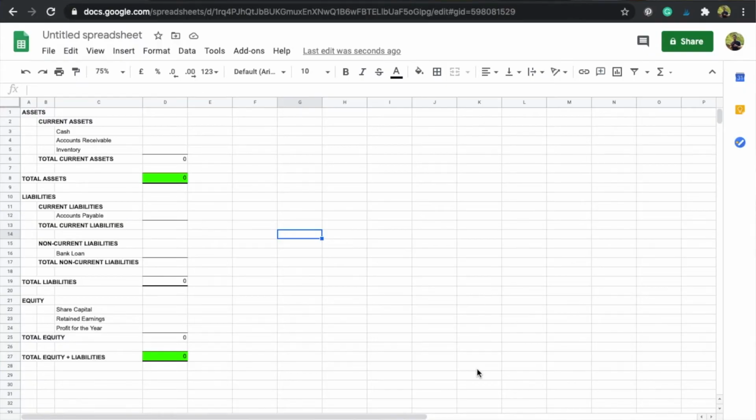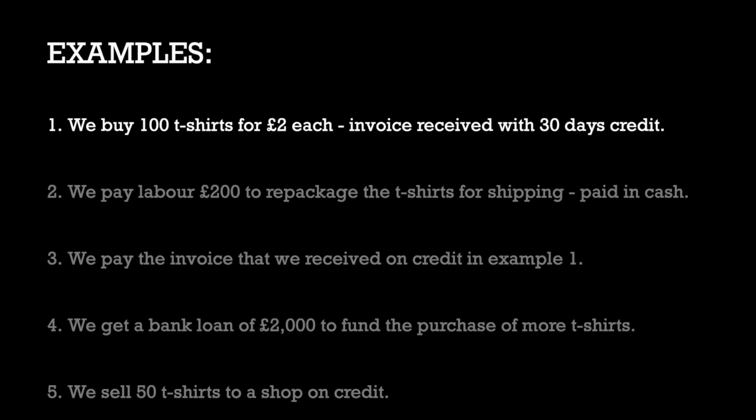So now let's take a look at some examples and show how they are going to be affecting the balance sheet. As you can see, I've reformatted our balance sheet into the accounts we'll need to go through these examples. I'm now going to show you the examples that we're going to run through on the screen now. So example 1 is we buy 100 t-shirts for £2 each.